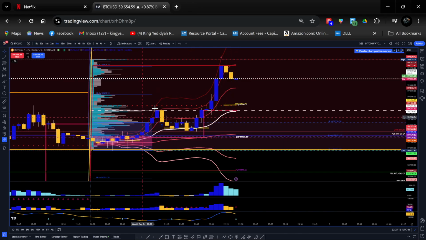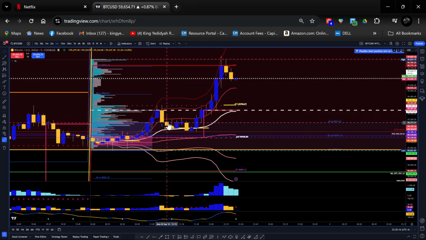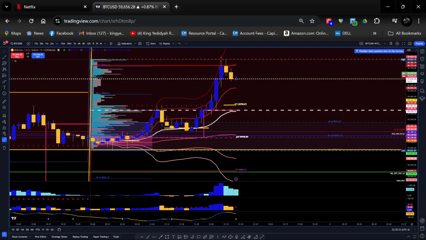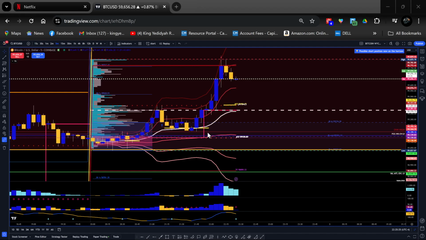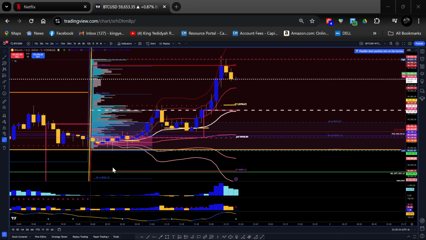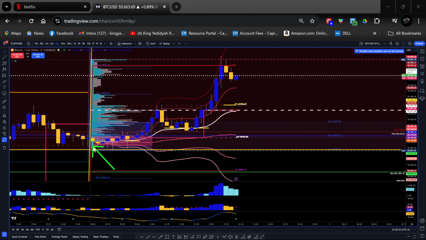So I was looking for a setup that I could use the upper deviations, which are these deviations right here. Let me just point those out. These deviations are anchored from the beginning of the session, which is 8 p.m. Eastern Time. So they're anchored from this position right here.